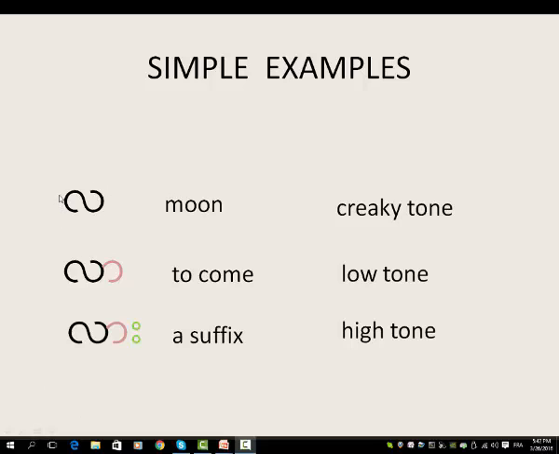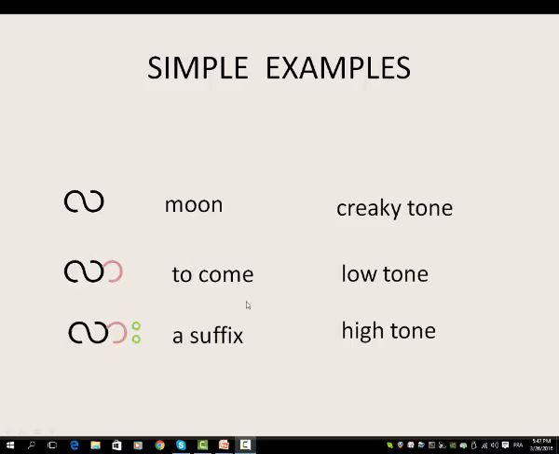What you see here first is the consonant letter L, meaning moon. When you move to the low tone, then you add this circle here. It's a half circle, and this turns the word into a low tone. It would sound something like la. By adding the colons here, you would transform this into a high tone. It would sound like la.